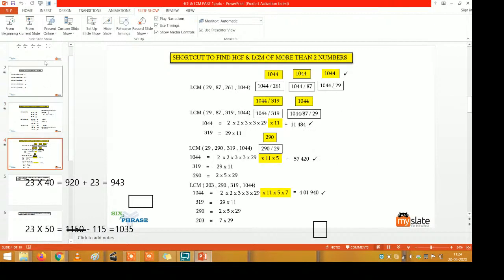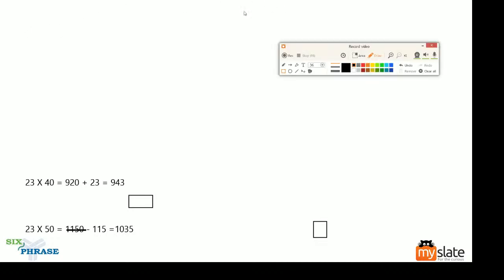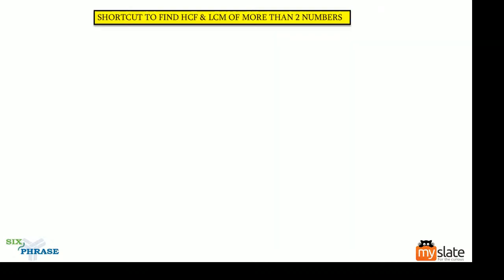I'll just complete this LCM part. So we've seen the HCF, how to do HCF, but I want you guys to understand how to do LCM also in a shortcut, using the shortcut. Now, LCM of, let's say we have more than 2 numbers. Here we have 4 numbers.